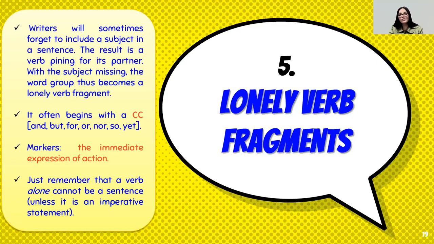Now, the next type of fragment that we're going to study is lonely verb fragments. Lonely comes from the word lone, right? So this type of fragment is a loner. Why is it a loner? Because writers sometimes forget to write a subject in a sentence, especially non-native speakers. The result of this is a verb that is apart from its partner, the subject. With the subject missing, the group of words thus becomes a lonely verb fragment.